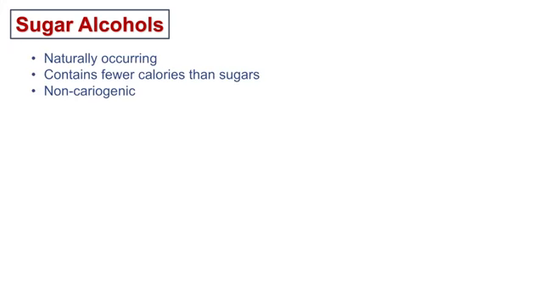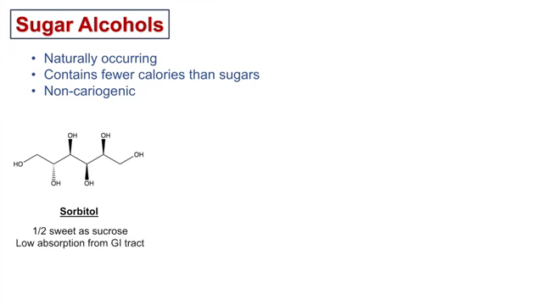Now, some of the other artificial sweeteners that we can see are sugar alcohols. These are naturally occurring. They contain fewer calories than sugars, but they still contain calories. And they are non-cariogenic, which means that they do not cause tooth decay or cavities. Now, one of them is sorbitol. Sorbitol is a sugar alcohol. You can see that there are many hydroxyl groups attached to this compound. And sorbitol itself is about half as sweet as sucrose.